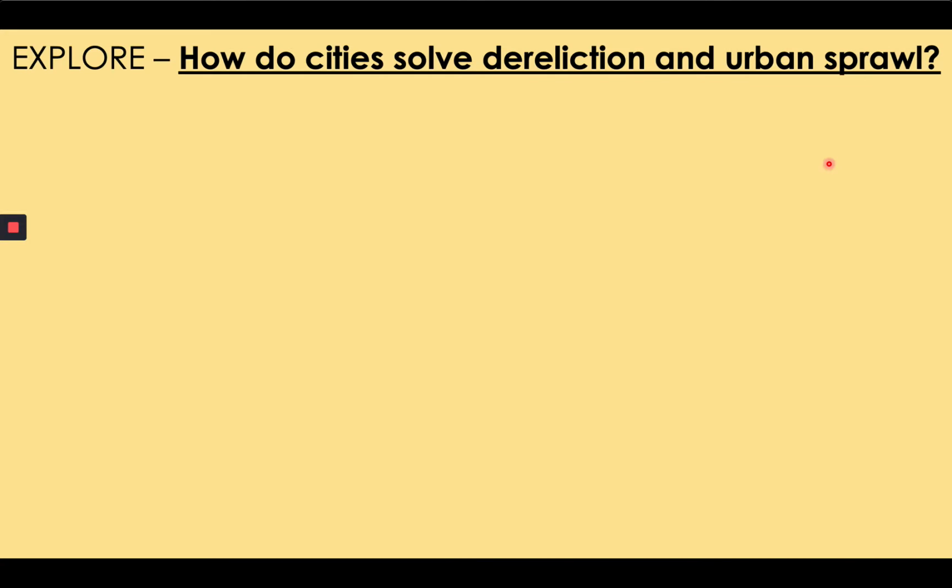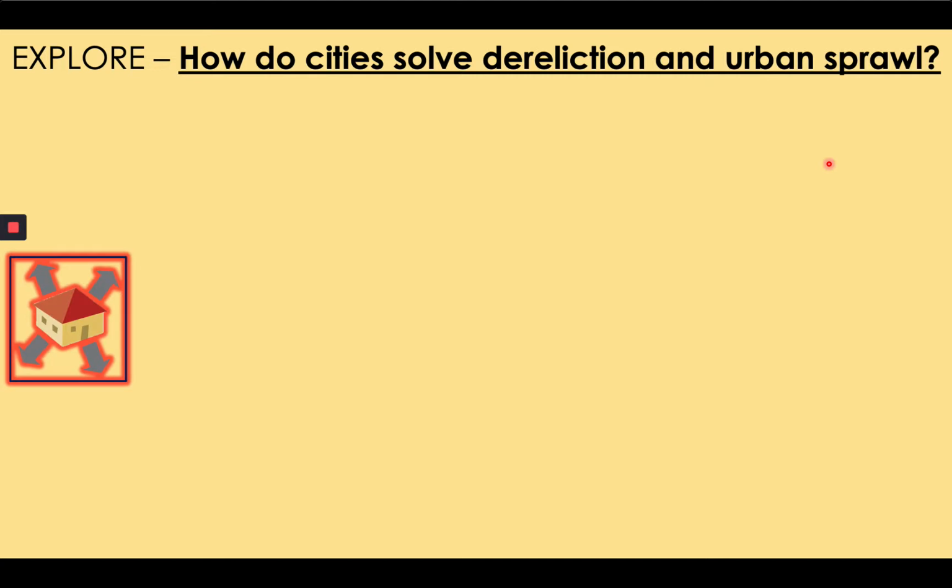So, how do cities solve dereliction and urban sprawl? And how has Bristol done this? Well, urban sprawl is typically reduced in two principal ways. And let's focus on Bristol in this case.